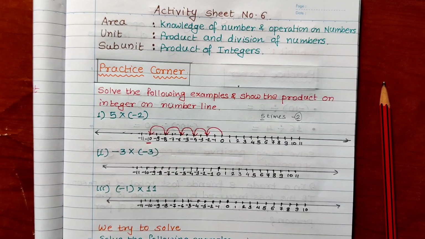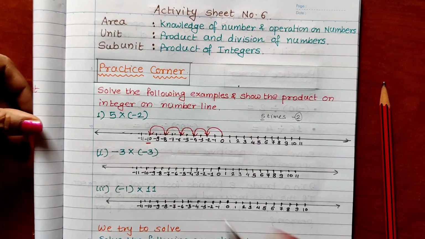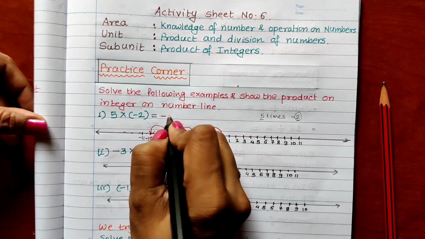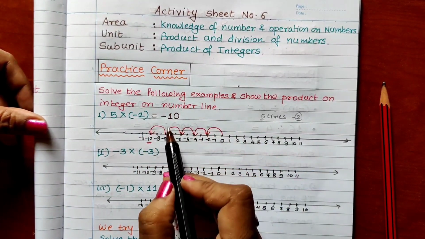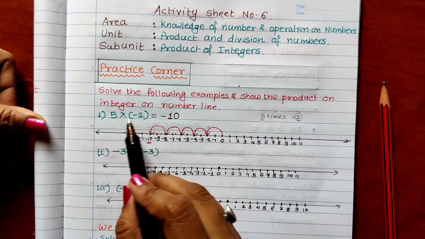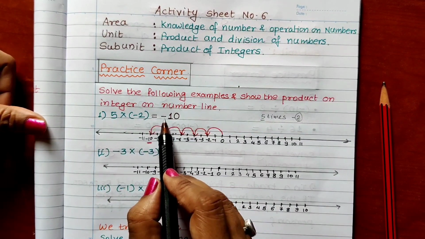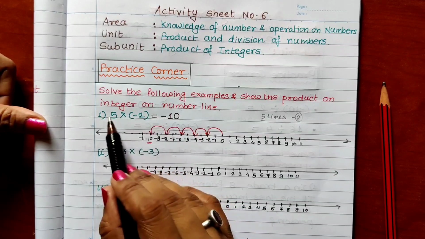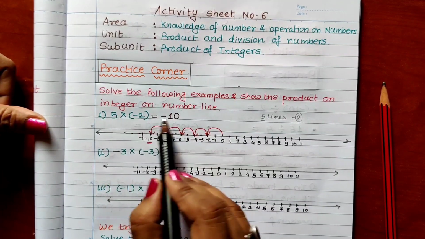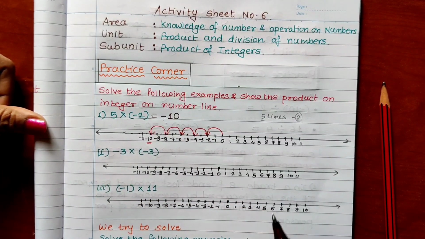We will be writing the answer here, minus 10. So from this example what we got to know? Multiplication of plus minus, answer has minus sign, plus minus is minus, 5 2s are 10. In this way you can conclude this.